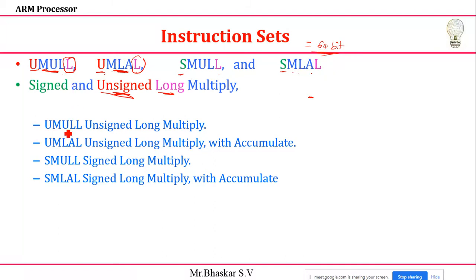You can see first UMULL. I already told you that U means unsigned, and L means long multiply. Similarly, UMLAL is unsigned long multiply with accumulate, where A means accumulate. Similarly, signed long multiply and signed multiply with accumulate. So these are the instructions generally we are going to use for 64-bit operations. Almost these two instructions are the same thing. The main ones we need to discuss are MUL and MLA.